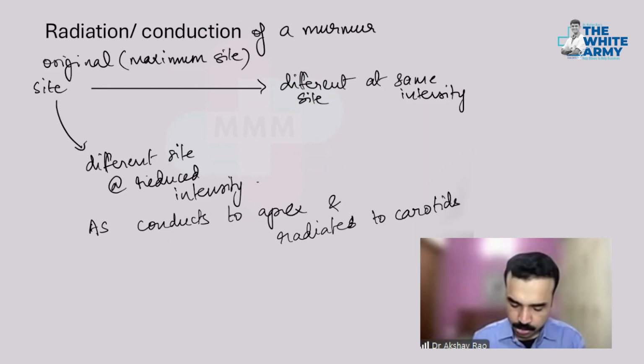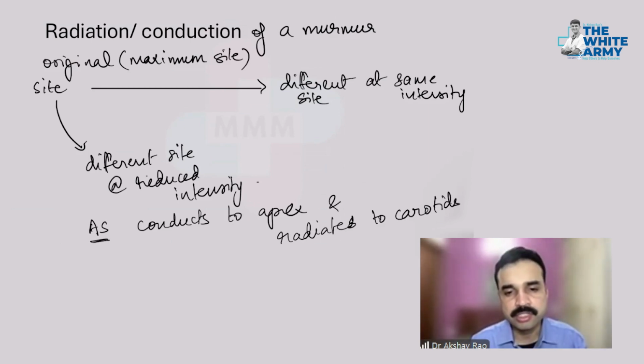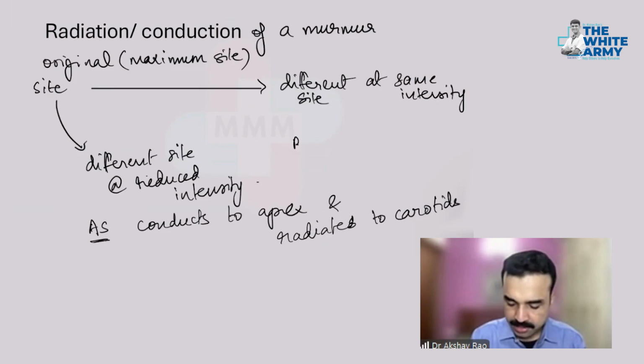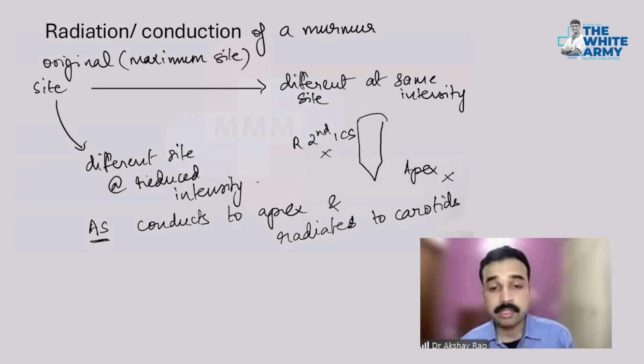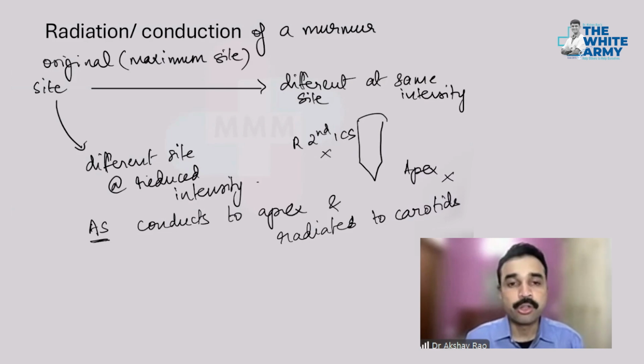So for example, you are hearing an ejection systolic murmur of aortic stenosis in the right second intercostal space, and you're hearing it at the apex also. If this is the sternum, you're hearing it at the apex and the right second parasternal space. So how do you know if they're two different murmurs or the same murmur? You are hearing almost similar sounding murmurs, but at different intensities. Do they represent different lesions or not? To make out this difference, you can use a method known as the inching method.